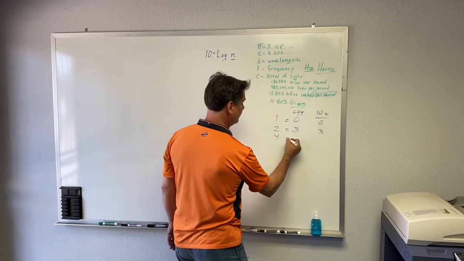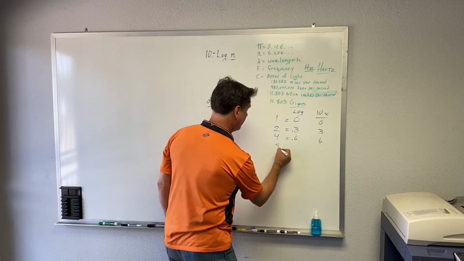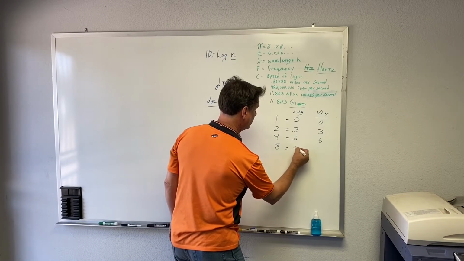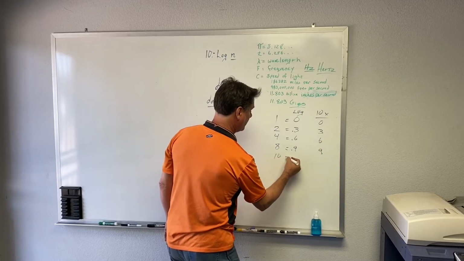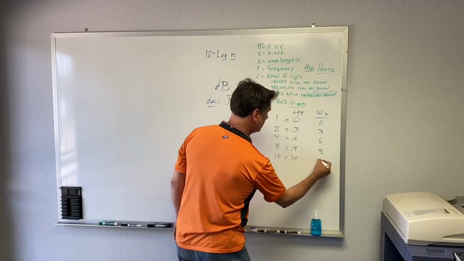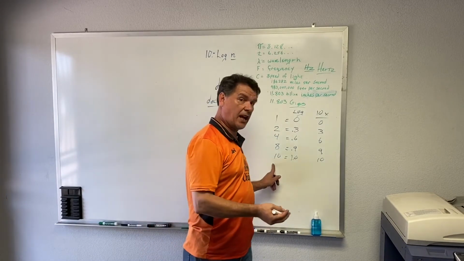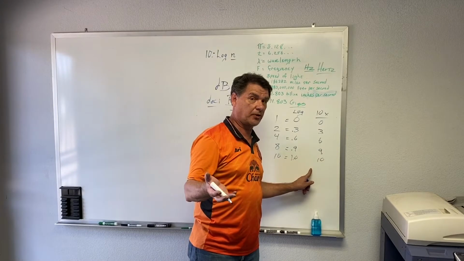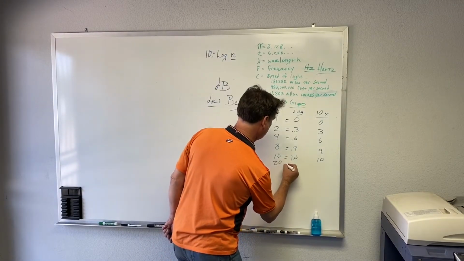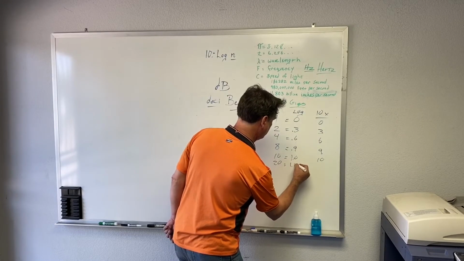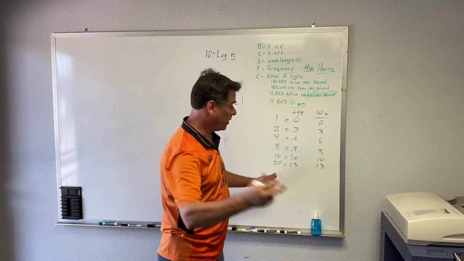of 4, the log of 8, the log of 10. So the log of 10, in other words, taking 10 and converting that to the decibel scale, it becomes 10. The log of 20, let's go to the log of 100.